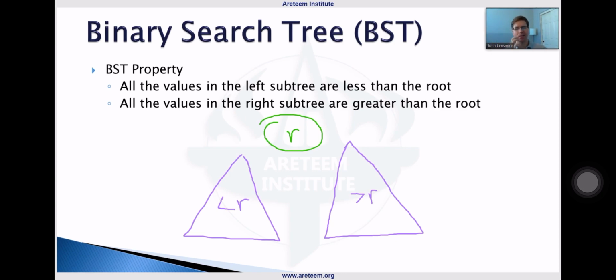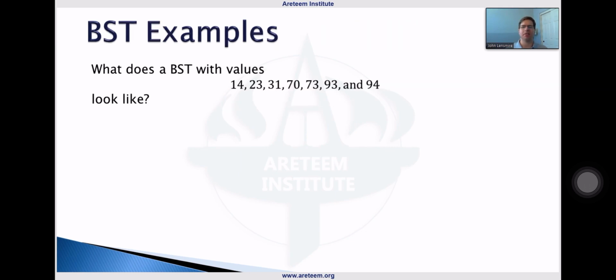We always have this in a binary search tree. Some trees might have this property, some trees might not, but a tree, and in particular a binary tree, having this property is what we would refer to as a binary search tree. You can probably guess some of the advantages of this, but just to think about this as far as some examples, what does a binary search tree with the following values look like?